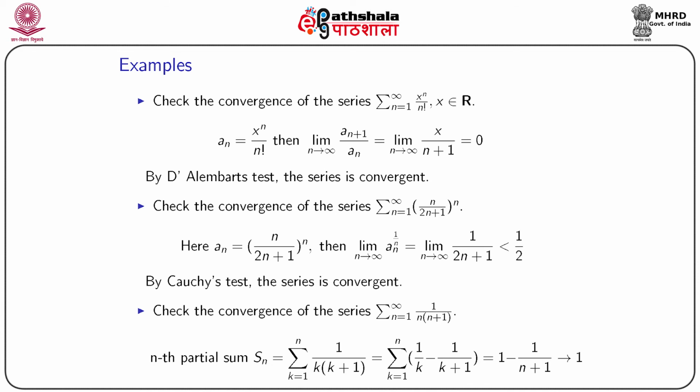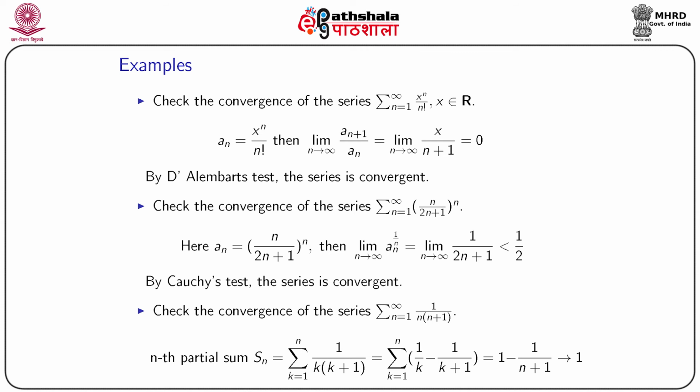For the second example, consider the series sum over n from 1 to infinity of n over (2n plus 1), to the power n. So this is my a_n, n by (2n plus 1) to the power n. If I take the nth root, that means a_n to the power 1 over n, and check the behavior when n tends to infinity, that means I am taking the limit as n tends to infinity. We are left with the limit as n tends to infinity of n over (2n plus 1), and this is less than half. So by Cauchy's test, this series is convergent. As a third example, consider the series 1 over n into (n plus 1).